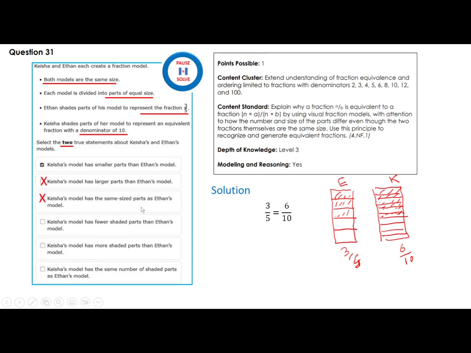No. Kaisha's model has fewer shaded parts than Ethan's. Is that fewer shaded? There's 6 of them here. His is only 3. So that's not good. Kaisha's model has more shaded parts than Ethan's. Yes. Kaisha's model has the same number of shaded parts. That's 6 here. That's 3. That's not good, okay? So sometimes making a small drawing like this does help you, okay?